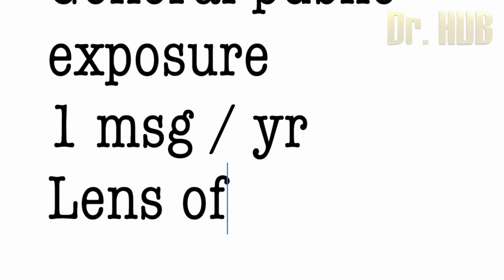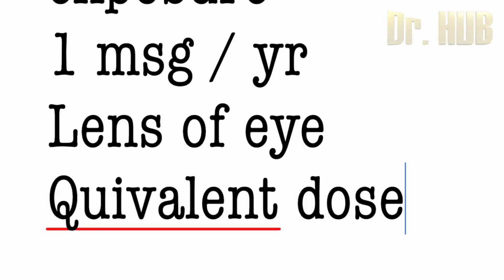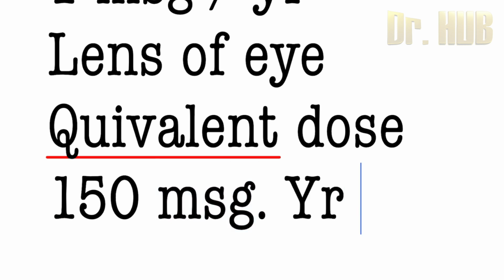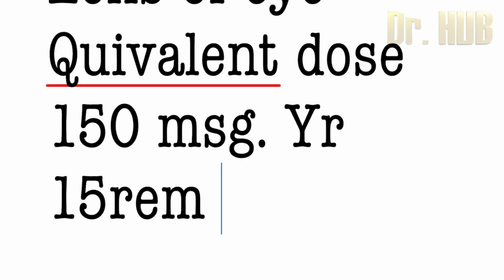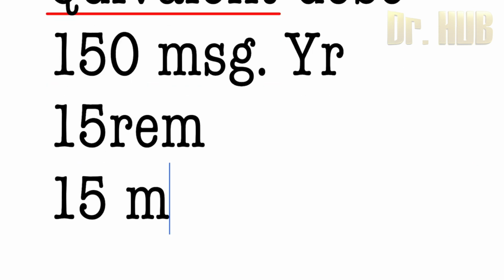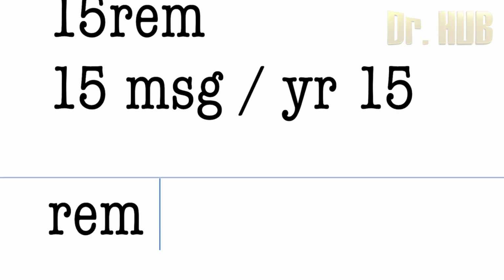Next, moving on to the lens of the eye. For the lens of the eye, you have something known as the equivalent dose. So this includes 150 mSv per year, and that is 15 rem. Next is the general public exposure. You again have 15 mSv per year, and this is 1.5 rem.